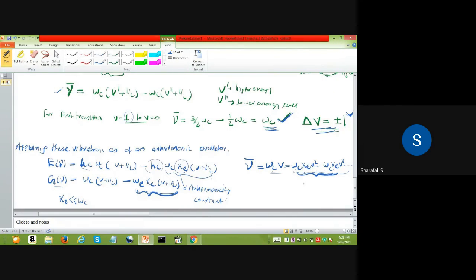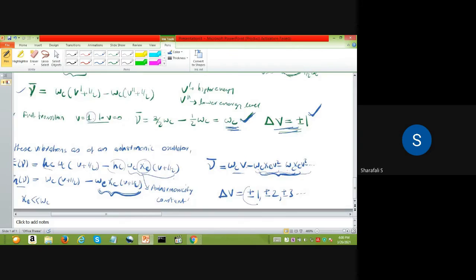And the selection rule for this case, when you have this anharmonic kind of vibration, is that delta V becomes plus or minus 1. That is for the fundamental case. Then we have plus or minus 2, plus or minus 3, and so on.